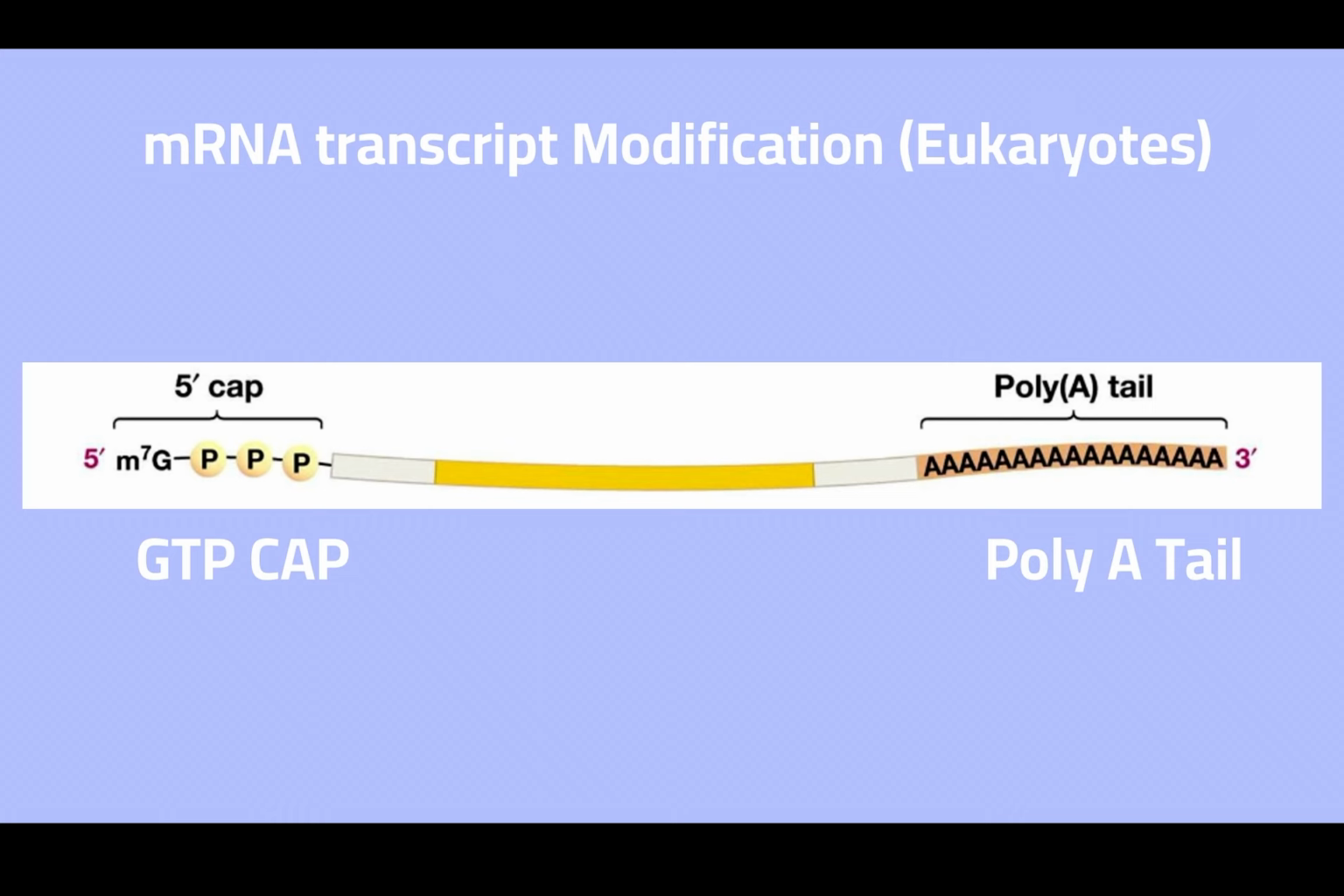Well, on the left you can see at the 5' end there's a G cap, which is when a modified guanine nucleotide is added to the 5' end, and it helps protect the transcript and helps ribosomes attach to the mRNA.